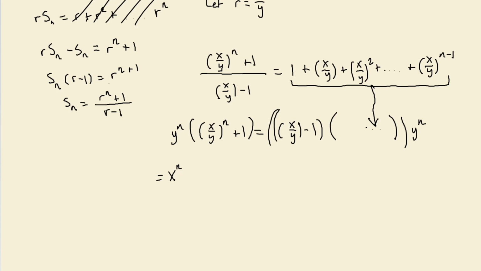Actually, I realized I made a mistake here. When I subtracted this r times the series, I subtracted the first series here, so this should be a minus 1.